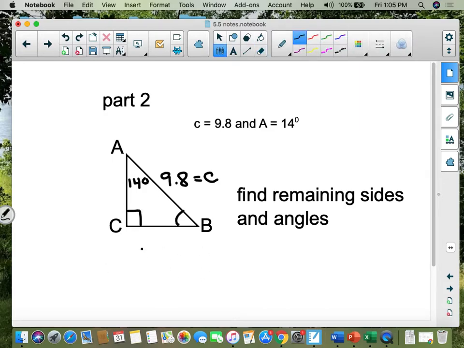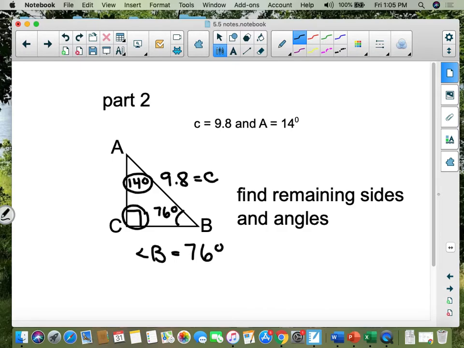We need to find angle B. But if you know that this is 90 and this is 14, and you know that triangles add up to 180 degrees, you can add these two up and subtract from 180 to get the angle B, correct? 14 and 90 is 104. So 76 degrees.